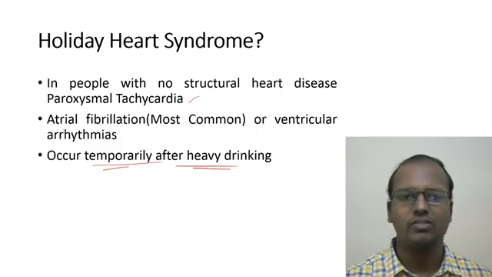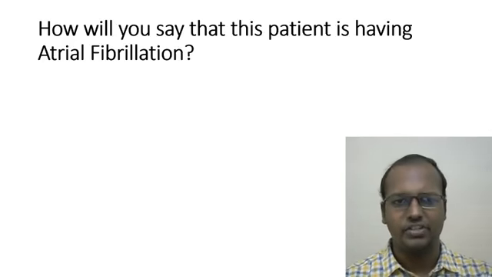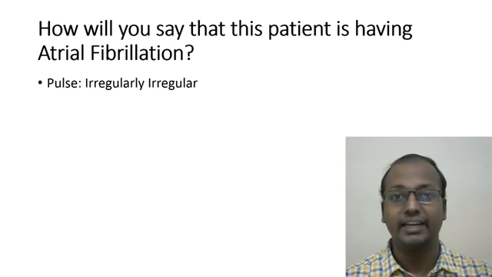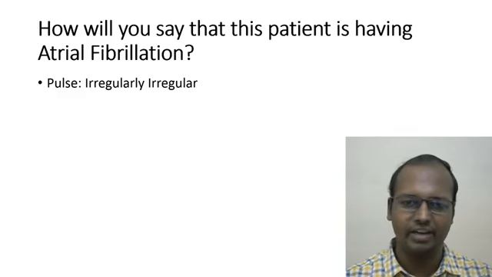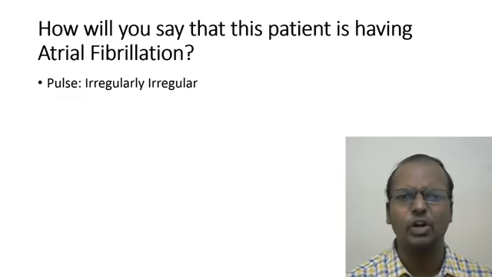So how will you say that this patient is having atrial fibrillation? This is going to be an exam question. So what are the findings which you tell? Number one, your pulse. It is an irregular pulse. We'll first tell about the rate, then regularity. The regularity itself will tell that this patient is having atrial fibrillation. Sometimes the rate will be very much controlled.